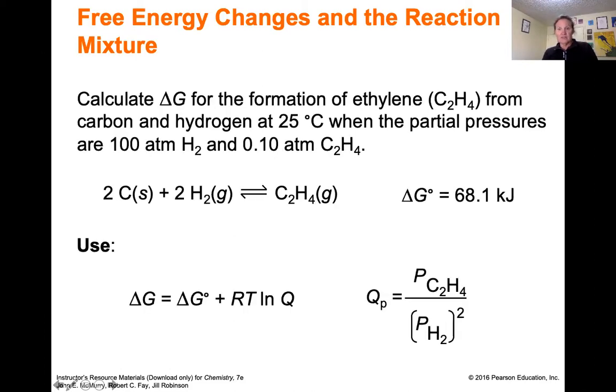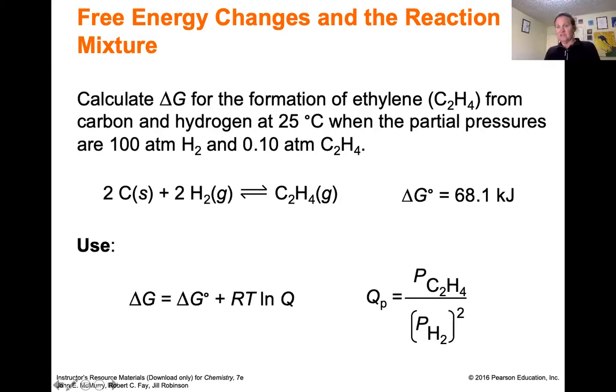So calculating this for a reaction, we are forming ethylene in this reaction, we're at 25 degrees, but we want to know what's the delta G going to be if we change the pressure. So increase the pressure of the reactant, decrease the pressure of the product. We know that's probably going to, from Le Chatelier's principle, make the delta G more negative than if they were each at 1 atmosphere. Let's see if that's true.